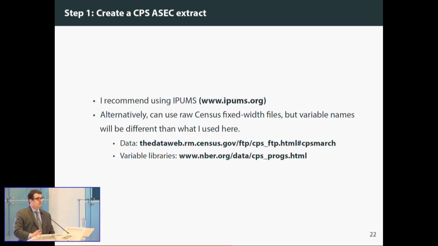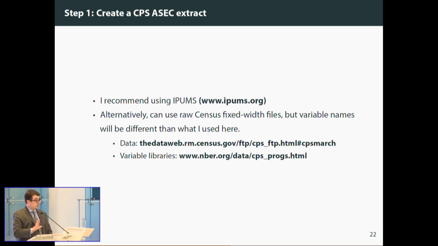Now, to get your CPS ASEC, I highly recommend using the University of Minnesota's IPUMS service. Totally free. The only thing they make you do is register and sign a statement saying you're not going to be evil, which no one in PSL is evil, so that's easy. And they have a very friendly user interface for selecting the variables that you need. Alternatively, the Census Department hosts raw fixed width files that you can download directly from their FTP server.